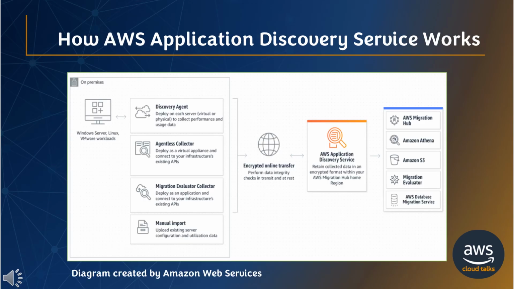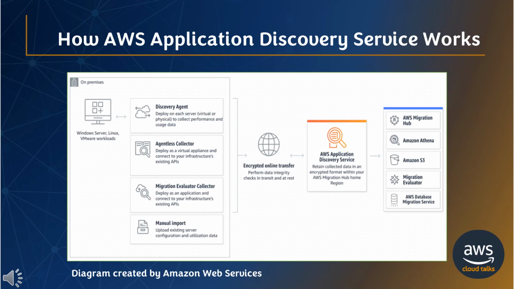Excellent. Now let's talk about how AWS Application Discovery Service works. The AWS Application Discovery Service helps you plan cloud migration projects by gathering information about your on-premises data centers. The diagram is created by Amazon Web Services. It shows the key features of AWS Application Discovery Service and integration with other AWS services. We recommend you read the diagram and get a better understanding of how AWS Application Discovery Service works in an application environment.